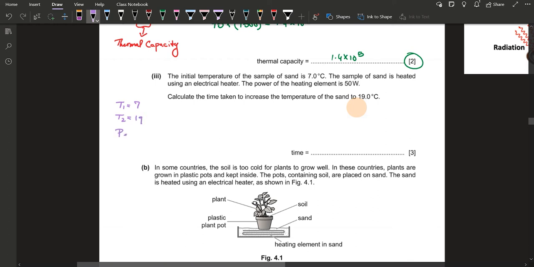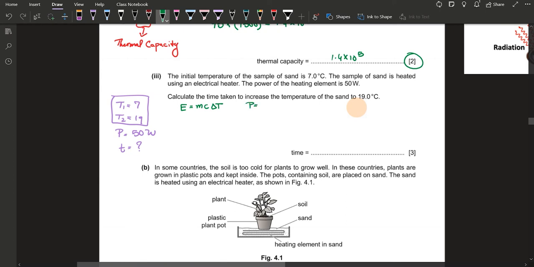And we are given with power, which is 50 watts. And we need to find time. Note here, this is temperature. So we have the formula E equals mc delta T. We can't find out time from this. So we need to find out another formula and equate them together.